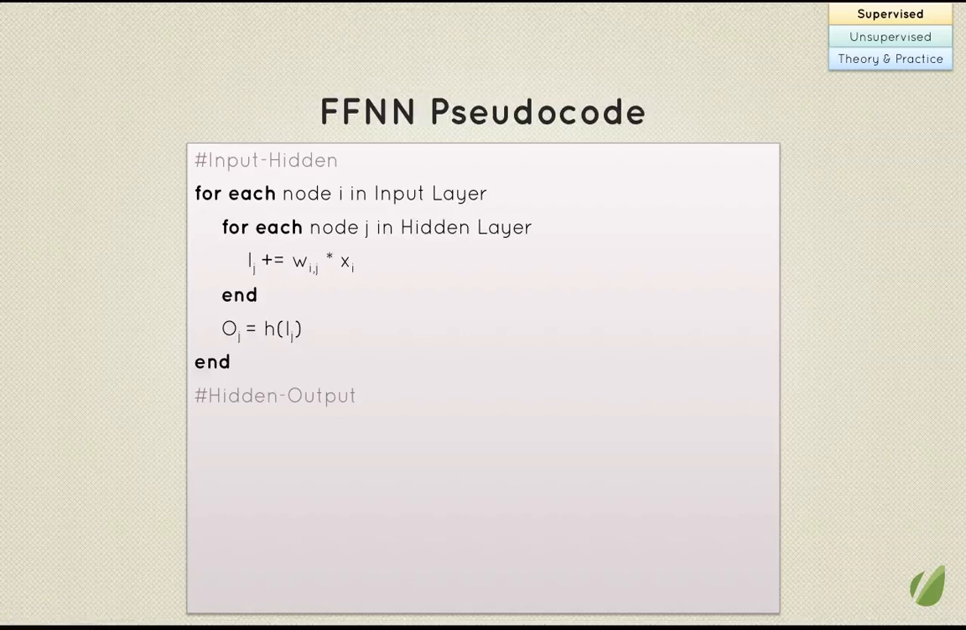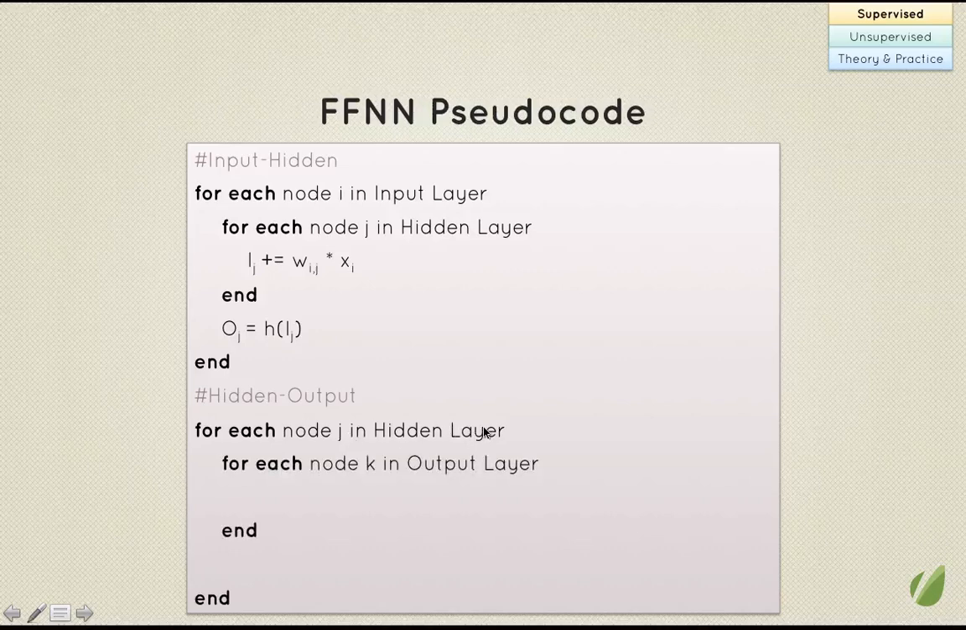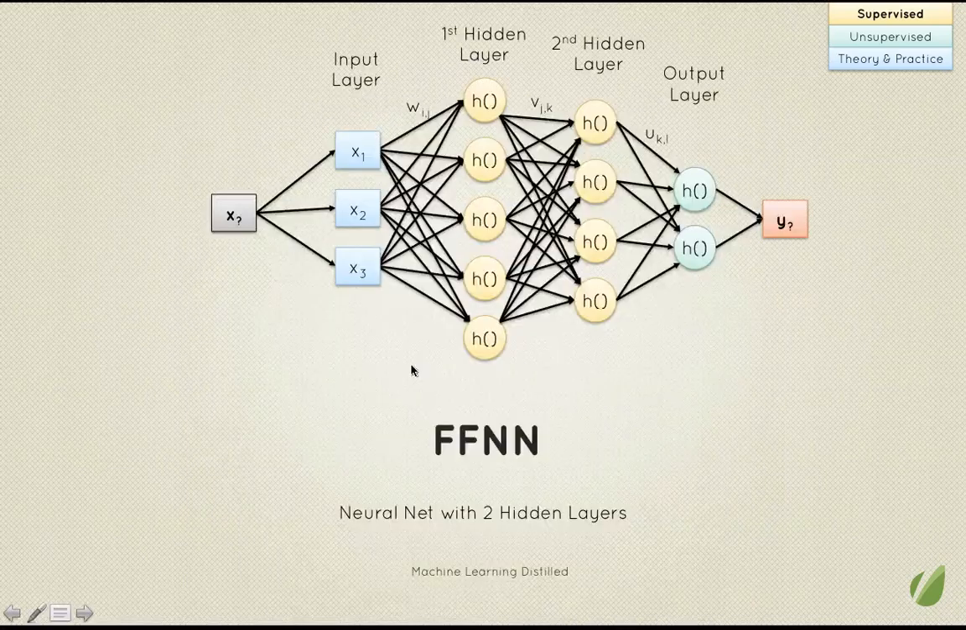Next, we have to compute the hidden to output portion of the neural net. For each node j in the hidden layer, we'll iterate over it and then iterate over each node k in the output layer. We'll simply compute the input by summing up the product of the v weight vector times the output sub j, and then we'll compute the complete output as the hidden function of input sub k. So this is a pretty simple computational process to push data forward through the network. You see why it's called a feed-forward neural net, because the data makes its way layer by layer through the neural network.